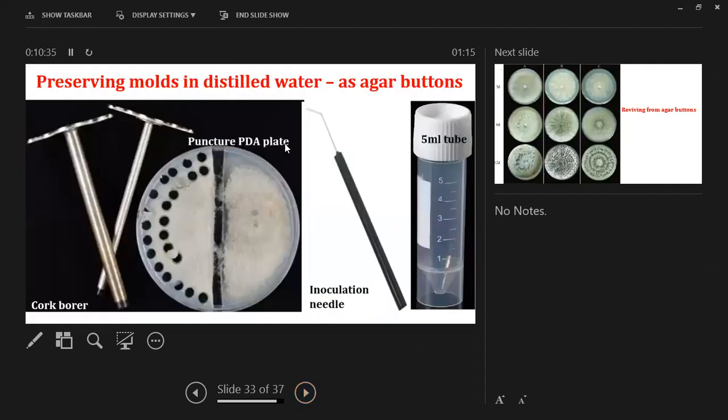Finally, the easiest method of preserving fungi is to just make agar buttons from a well-grown plate which is covered with the molds. Make an agar button like this, put it in a 5 ml tube, and fill it with sterile distilled water. You can preserve like this at room temperature for years to come. More than 10 years it can be kept like this.